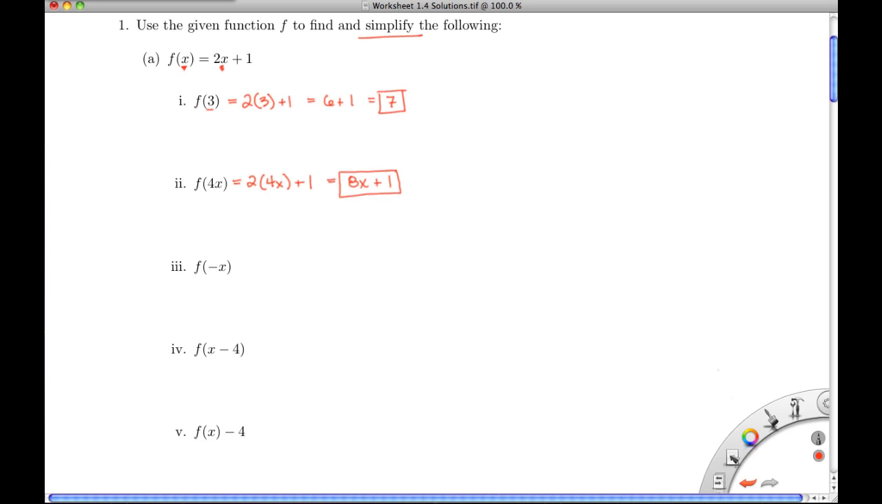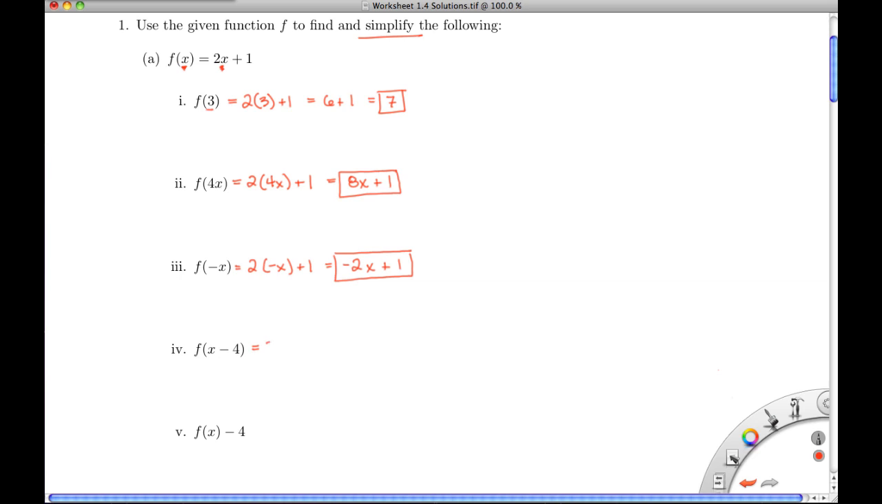So for part III, our input now is negative x, so we just replace the x with a minus x, and then distribute the 2. We have minus 2x plus 1. And that would be our solution for that one. Again, nothing more we can do to simplify.